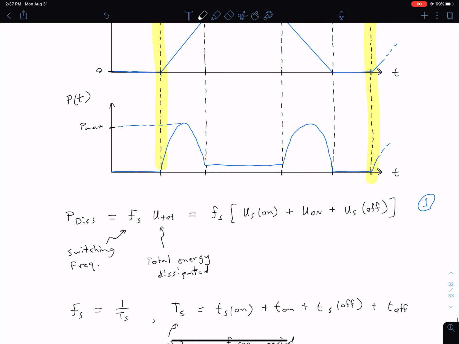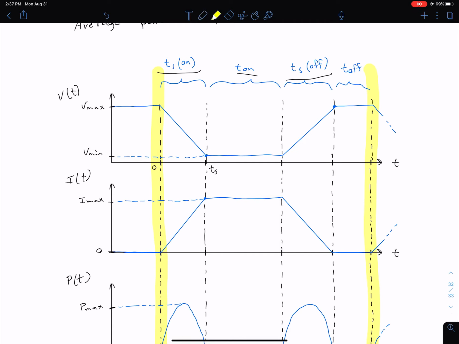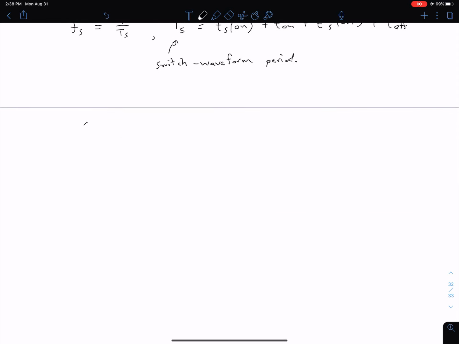So what we can see is, if we assume that our two switching times are about the same, so if we assume T sub S on and T sub S off are the same, we can just generalize that as switching time T sub S, and then we just have to find that energy one time. So let's say we have a simplifying assumption.